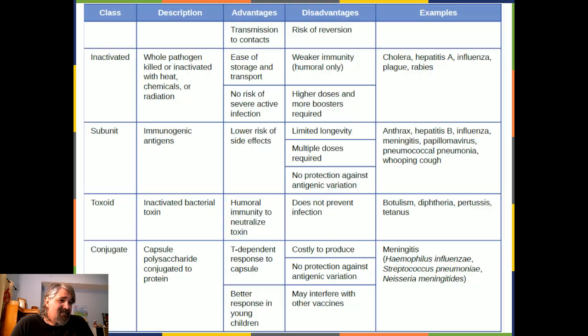And the conjugate vaccines. So again, this is capsule polysaccharide conjugated to a protein to give a T-dependent response to capsules. A better response in young children, but it's costly to produce. No protection against antigenic variation, and it may interfere with other vaccines. That's meningitis. And the Hib, the strep pneumonia, Neisseria meningitidis.